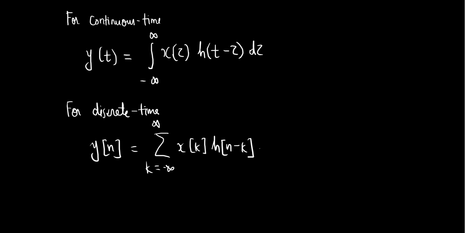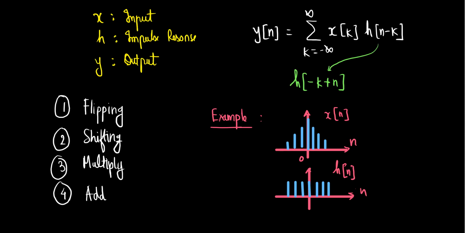Now we see that here in both of these scenarios, the concept remains the same. We take a signal, we flip it, shift it, multiply and add. All those four operations are available here. Now this example here, let's see this example with the help of animation.